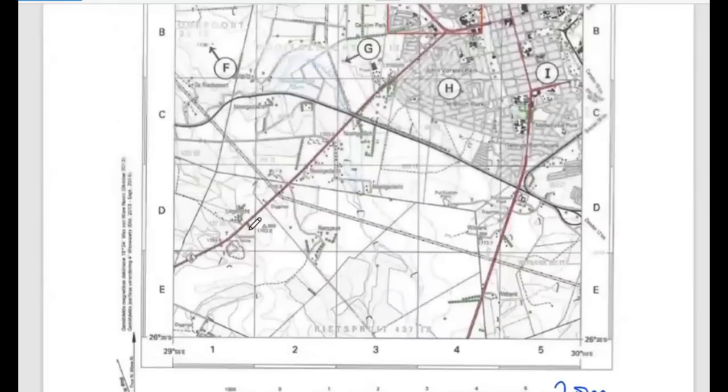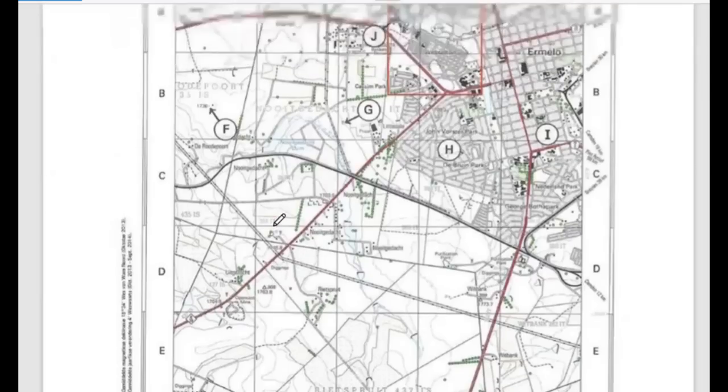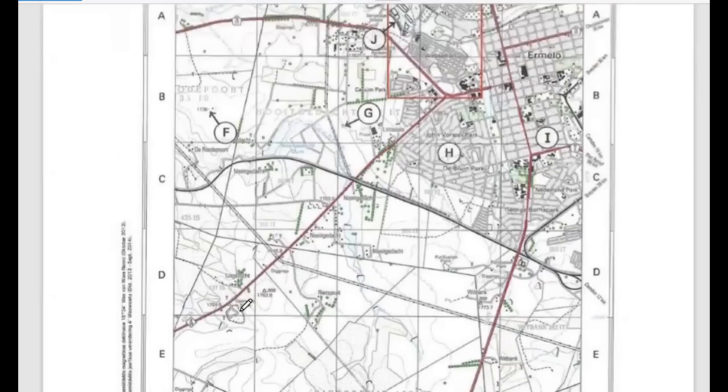Right, D2, we have this station and benchmark in D1. The benchmark is here. So these are our two features, the station and the benchmark. We want to determine the bearing of this benchmark from here. So what you need to do is you come with your ruler. You are supposed to draw a straight line going through the center of your trig station. You draw a straight line.